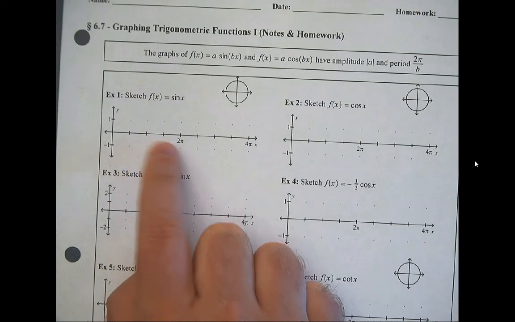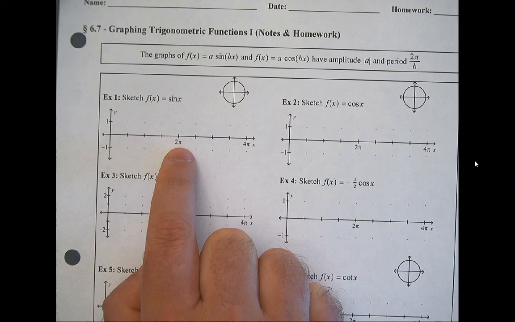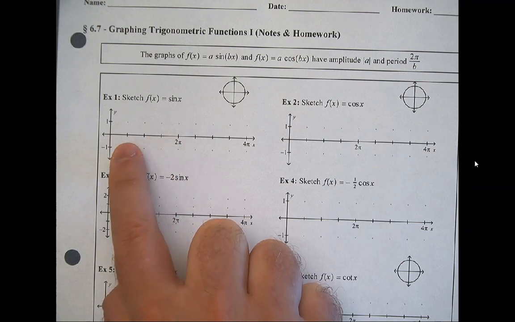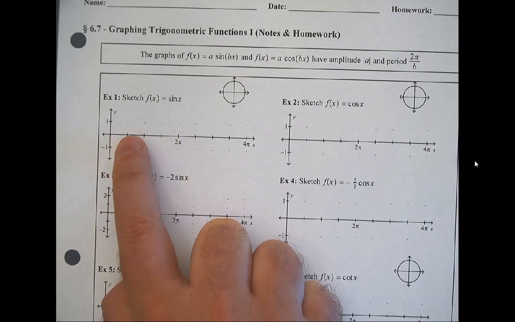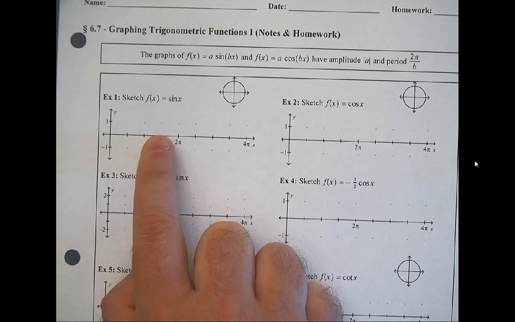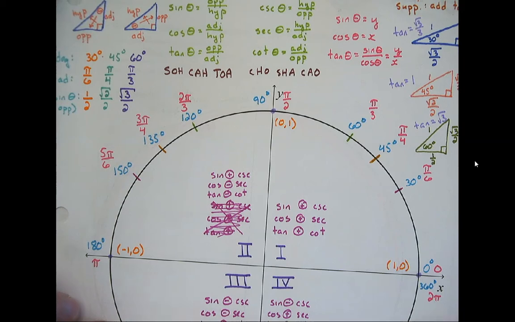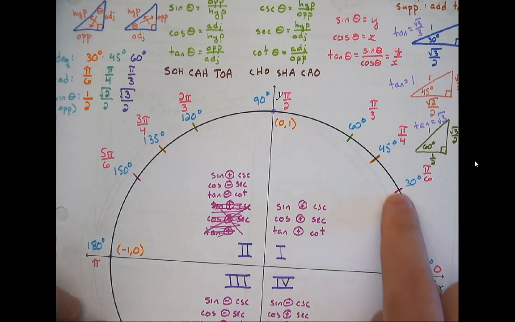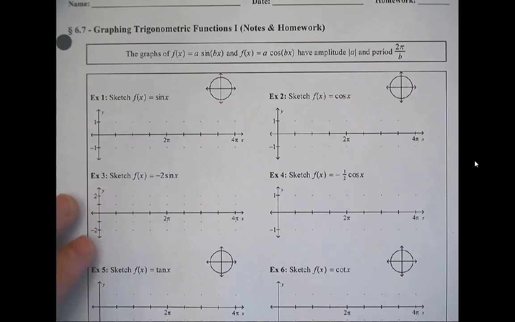Because this is set to 2 pi, if this is 2 pi, this would be pi, and then this would be half pi. So each one of these tick marks is pi over 2: 1 pi over 2, 2 pi over 2, 3 pi over 2, 4 pi over 2, which reduces to 2 pi. And in this case, with sine, we're looking at the heights, the y values, as we rotate around the unit circle, and we're plotting those as a point.